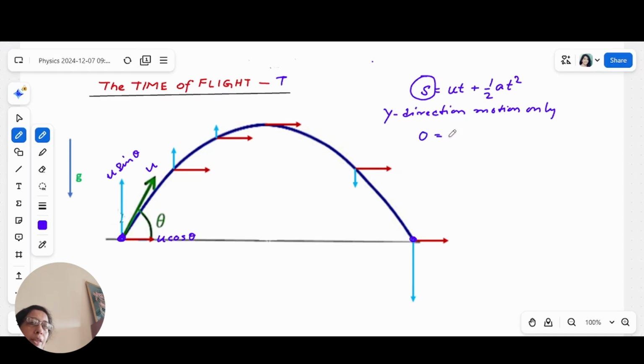The initial vertical velocity being u sin theta, it will be u sin theta into t, where t is the time of flight, that is capital T. We are denoting the time of flight by capital T. The acceleration is directed opposite to motion, so a will become minus g, and hence we can write minus half g t square. So this equation can be reduced to T is equal to 2u sin theta by g.